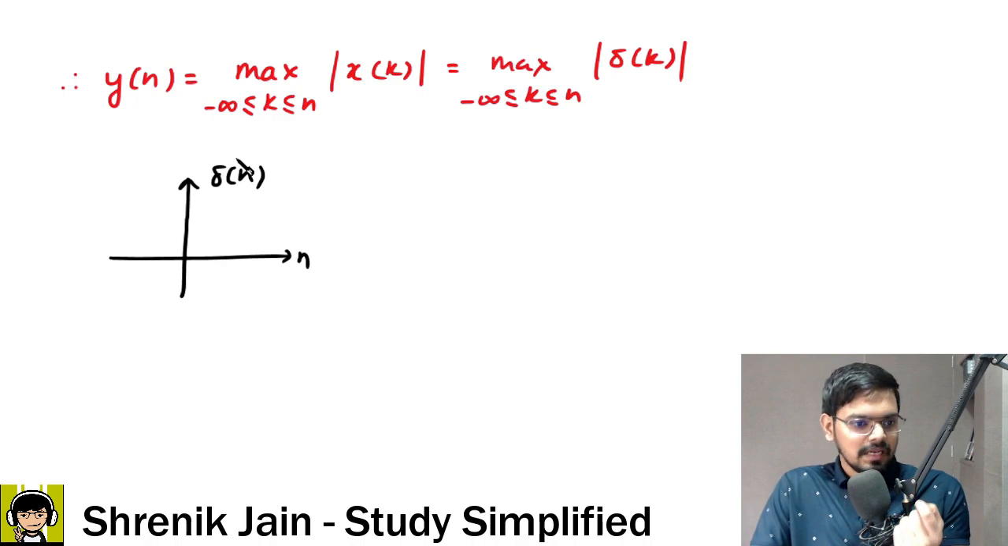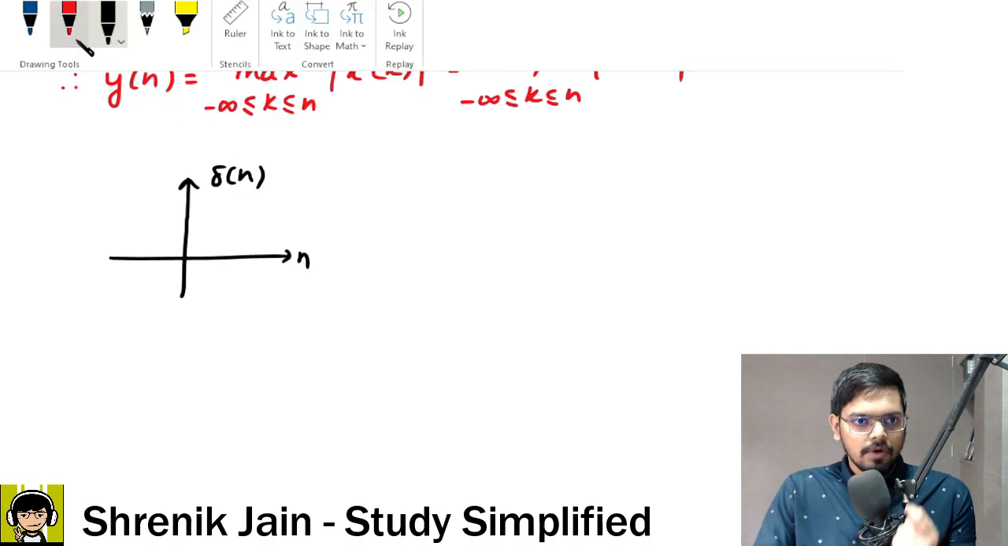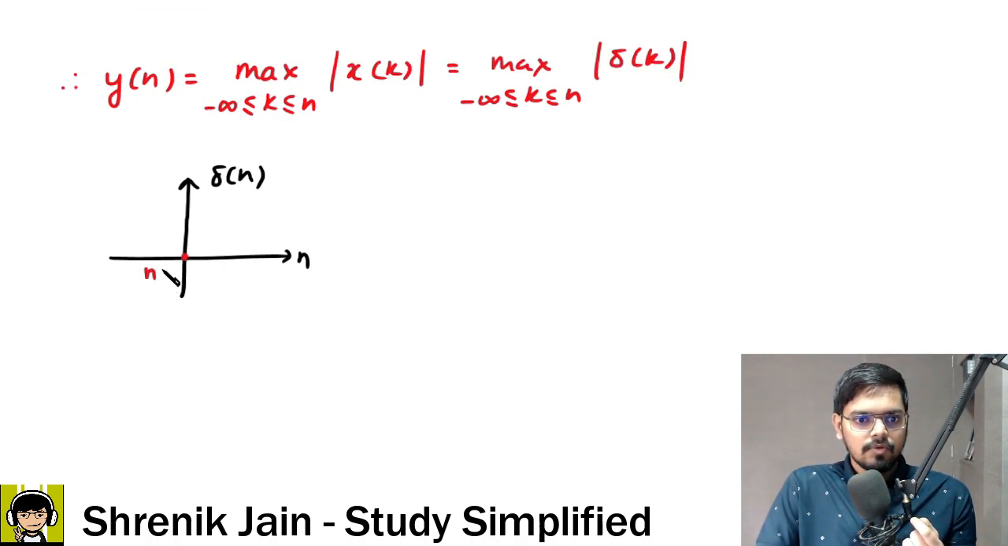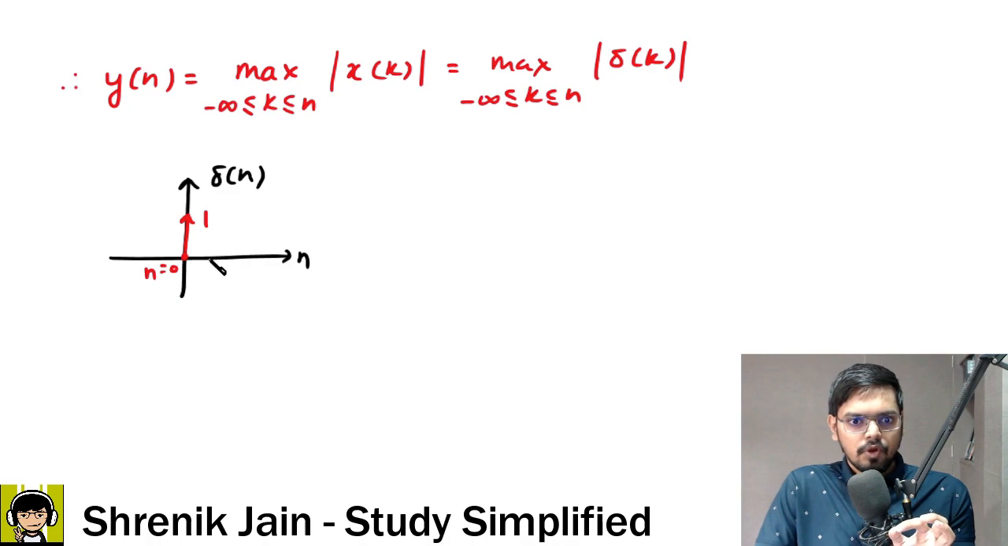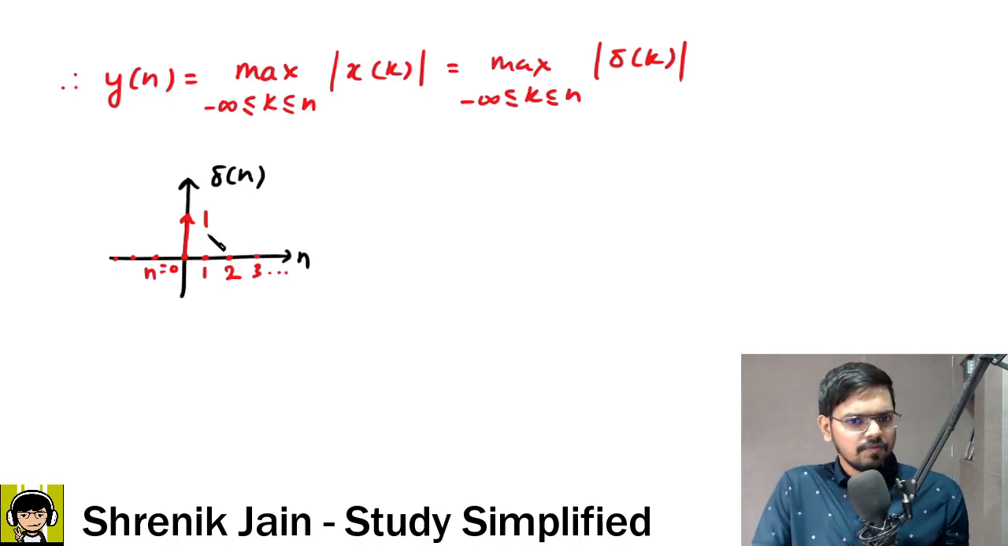Delta of n works at n equal to 0 only. And what is the value? The amplitude is 1. What about the other values? When n is 1, the amplitude is 0. When n is 2, the amplitude is 0. When n is 3, amplitude is 0. Backward also, amplitude is 0. So as you can see, only at n equal to 0 the amplitude is 1. Otherwise, the function is 0.